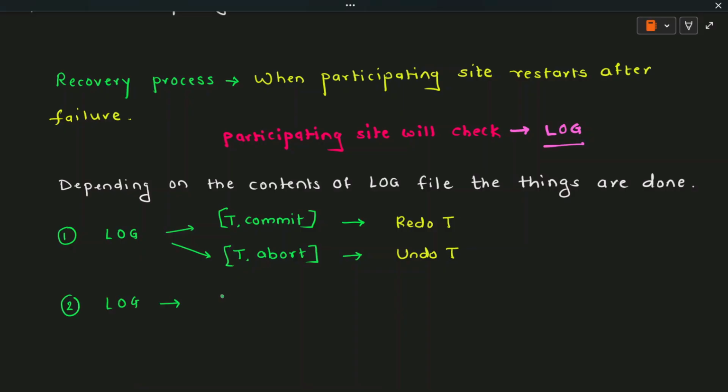In the second case, the log file may contain a ready message. It means the coordinator site has sent the prepare message to the participating site and the participating site has written the ready message into its log file. Then the participating site has sent this message back to the coordinator site. It told the coordinator site that I am ready for committing the transaction. So in this case, the participating site contacts the coordinator site to determine whether to commit or abort the transaction.